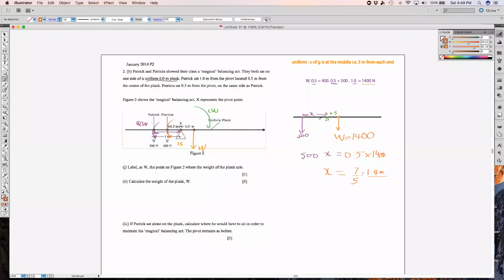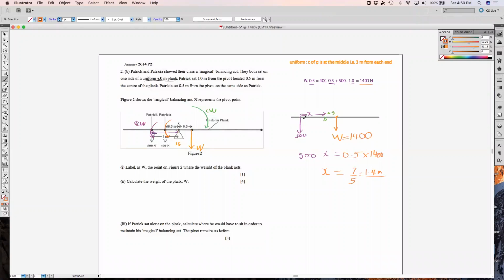That's what x is. So Patrick will have to move back a further 0.4 meter. He was here, he was at 1 meter. He has to move back a further 0.4 meter to balance the plank.